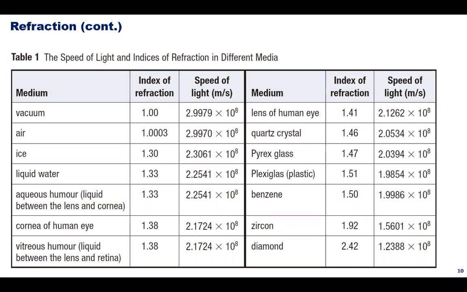So notice that in table 1, as index of refraction increases, the speed of light in various medium decreases. Okay, can you see the tendency here? As the index of refraction increases, the speed of light in that medium decreases.